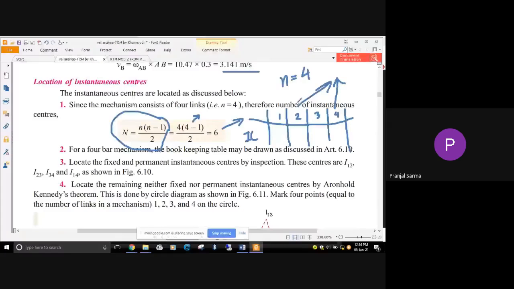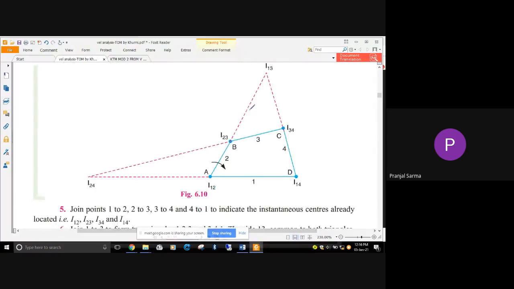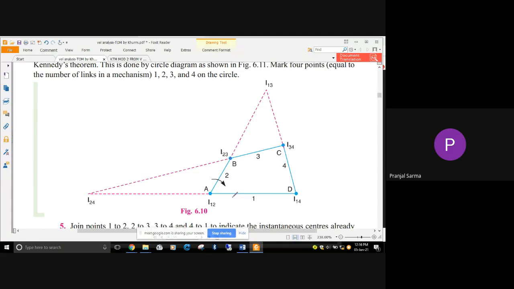Now what is our task? Now I should be able to locate them. Locating the instantaneous centers. For that, once again, we'll move to the configuration diagram we already have. This blue diagram represents the configuration diagram. So this is link 1, and similarly we have link 2, 3, and 4.